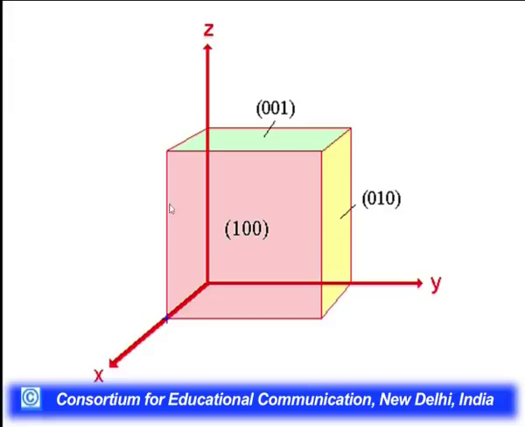Next plane: here in this cube we have the different planes, means at 1, 0, 0, at 0, 1, 0 and 0, 0, 1. For all these planes we define the Miller indices: for 1, 0, 0, for 0, 1, 0, and this plane is 0, 0, 1.